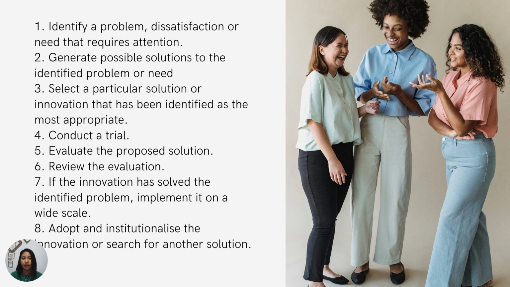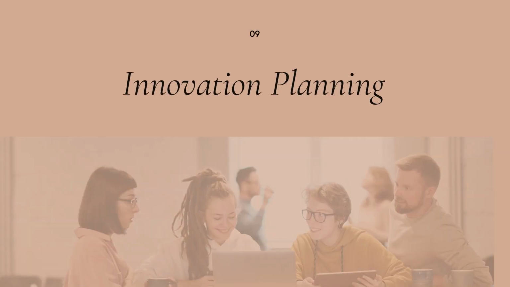Number four, conduct a trial. Number five, evaluate the proposed solution. Number six, review the evaluation. Number seven, if the innovation has solved the identified problem, implement it on a wide scale. And last thing is adopt and institutionalize the innovation or search for another solution.